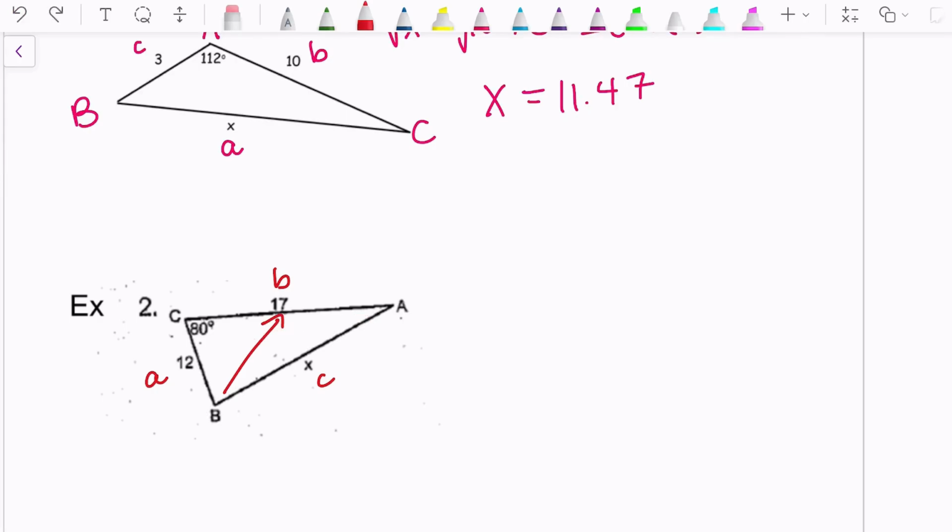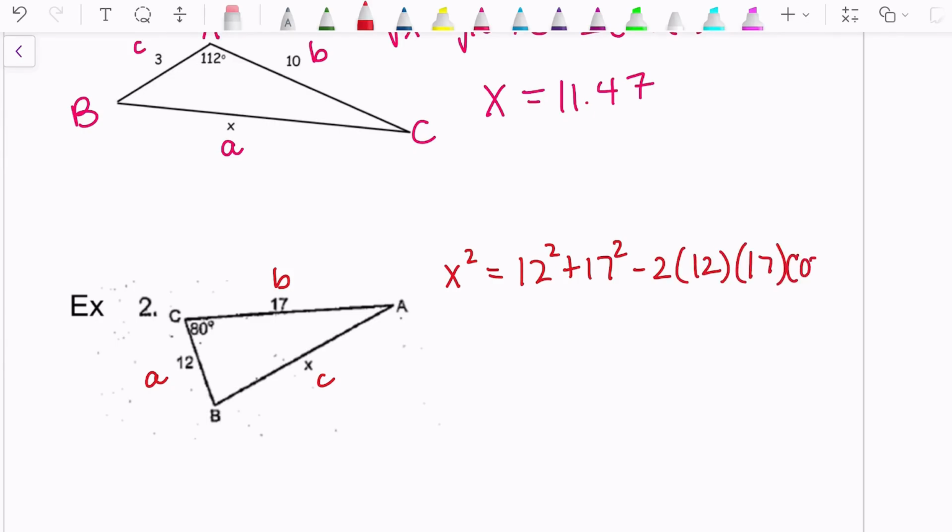from the angles. So in this one, if I'm using C, then I would have x squared equals, and then I use the other two sides. So I would have x squared equals 12 squared plus 17 squared minus 2 times 12 times 17 times the cosine of the angle that is given, which is angle C, and it's 80. So it's just that the side across from the angle that's given goes on this side, and the other two go into the equation on the right hand side. And then again, I'm going to square root both sides.